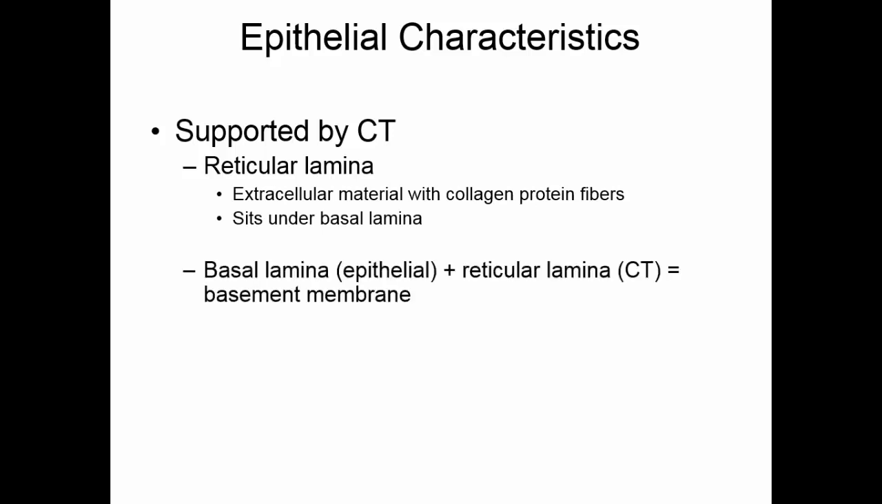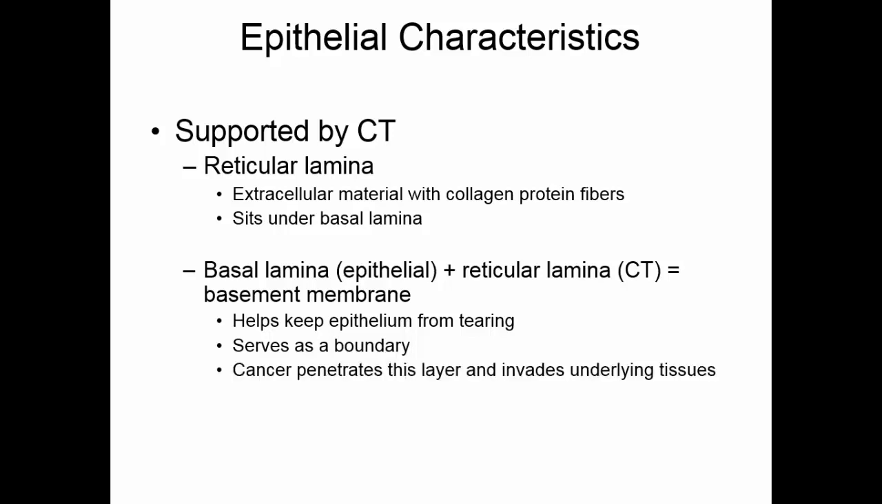So the entire thing, the basal lamina from the epithelial tissue and the reticular lamina from the connective tissue, makes up what is known as the basement membrane. The basement membrane helps keep epithelium from tearing and serves as a boundary between the epithelium and the underlying connective tissue. In some instances, cancer cells penetrate the basement membrane and invade the underlying tissues.